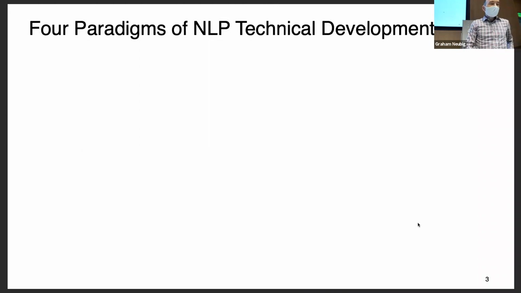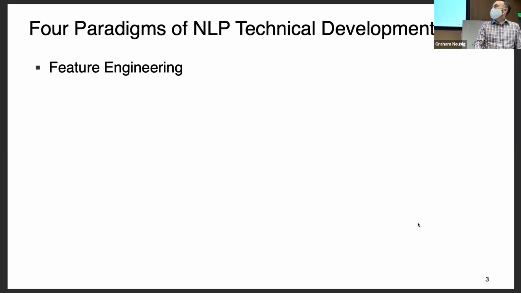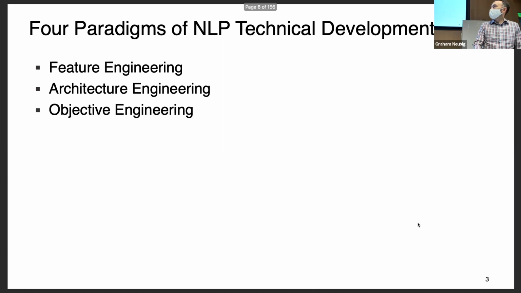Okay, so the first thing I would like to do is a little bit of a recap of some of the stuff that we have talked about already, to put in context the idea of what prompting is compared to previous ways we did NLP. There are 4 paradigms of NLP technical development that we've experienced over the past decade or so. The first one being feature engineering. The second one being architecture engineering, objective engineering, and prompt engineering.